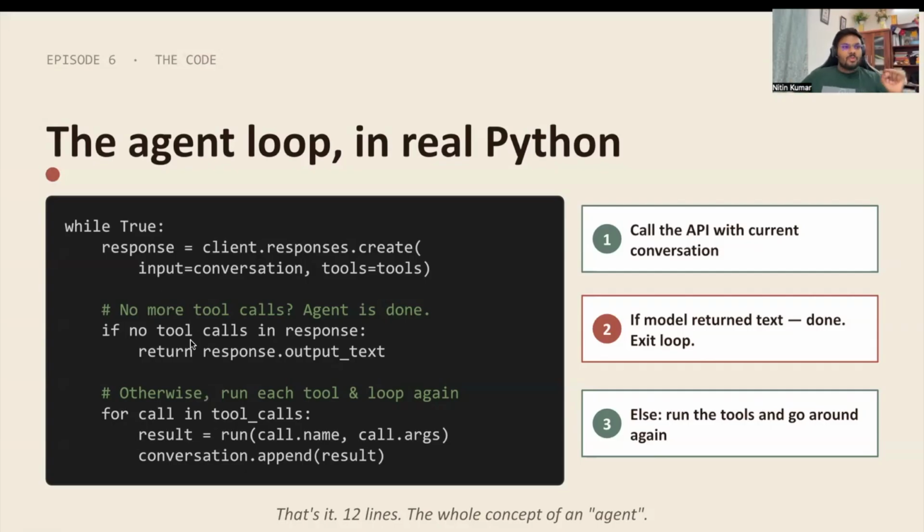It will keep running. So what is that? Call the API with the current conversation. If the model returns text, done.